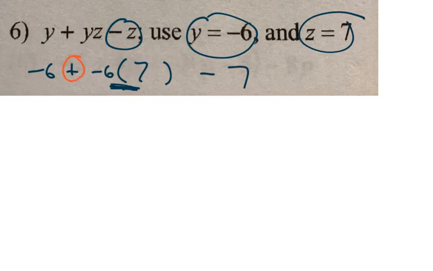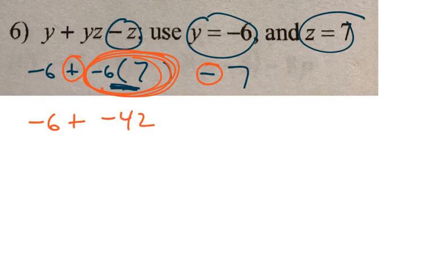We have a plus here, a minus here, but we also have a multiply in the middle. Which one should we do first? Our rules say we do multiply or divide before we ever do add or subtract, unless there's a parentheses telling us otherwise, right? So we have -6 plus, we're going to times together first, guys. -6 times 7 is -42. And we still have a -7 at the end.